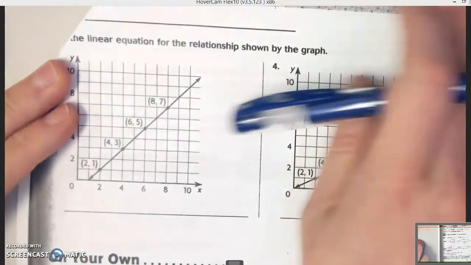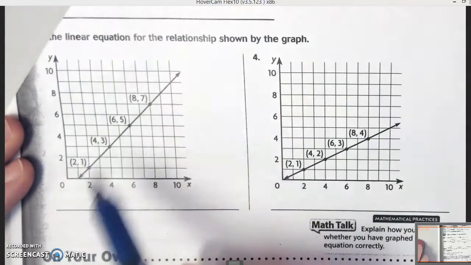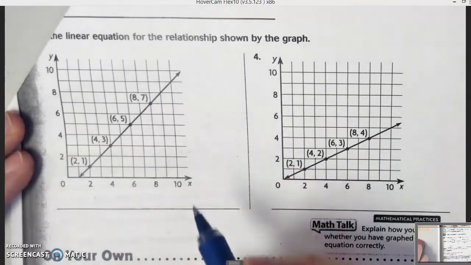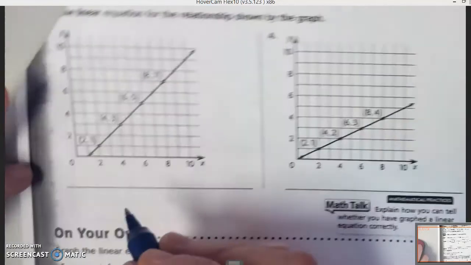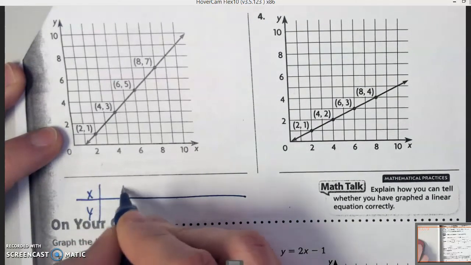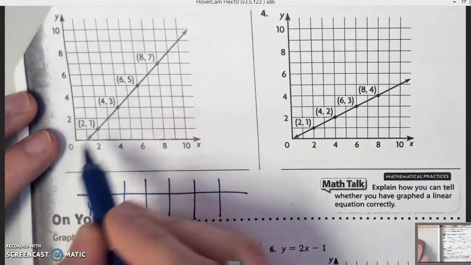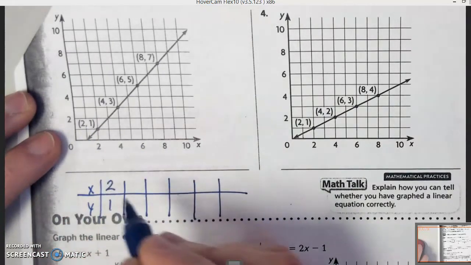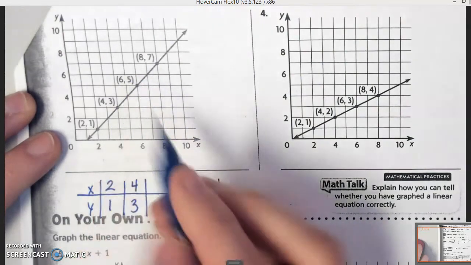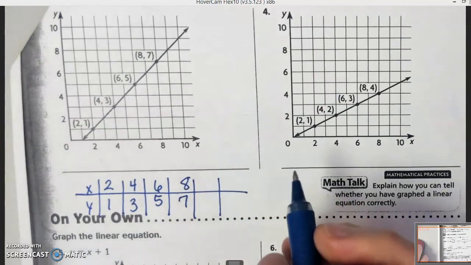Alright, so next, we're going to write the linear equation for this relationship here. So they give us the line, the graph, but now we've got to go back and write what the equation is. So first off, let's make a table. I'm just going to do it right down here. X's and Y's. Okay, so I'm going to take my ordered pairs. So when X is 2, Y is 1. When X is 4, Y is 3. When X is 6, Y is 5. And then we have the 8 and the 7. I don't need to keep going.